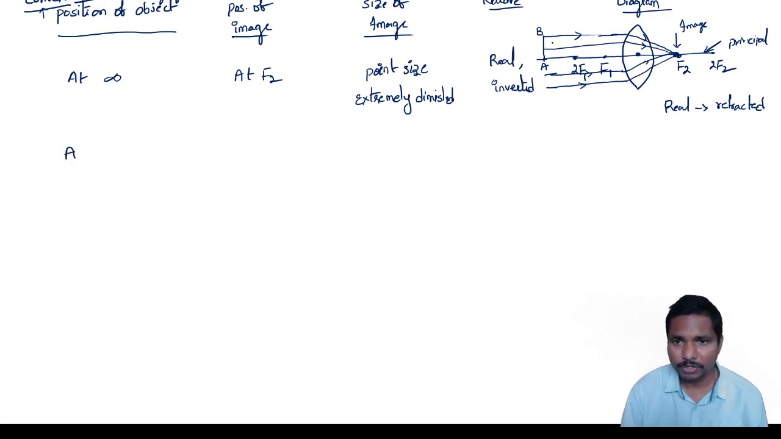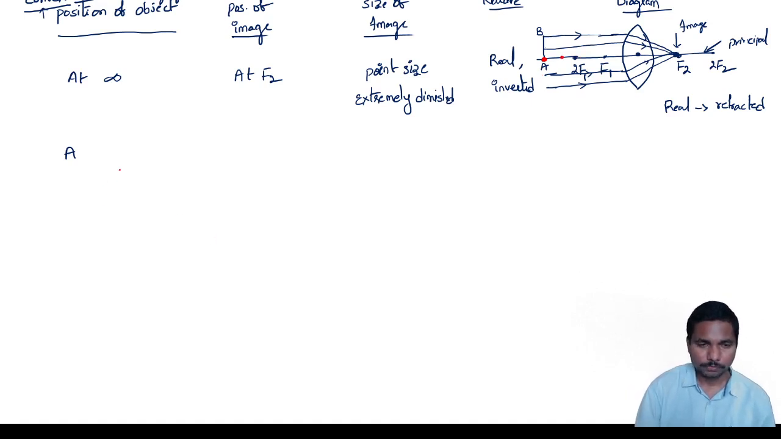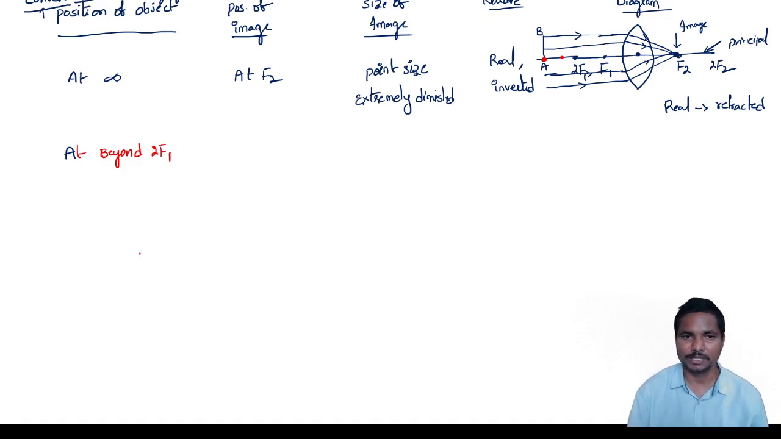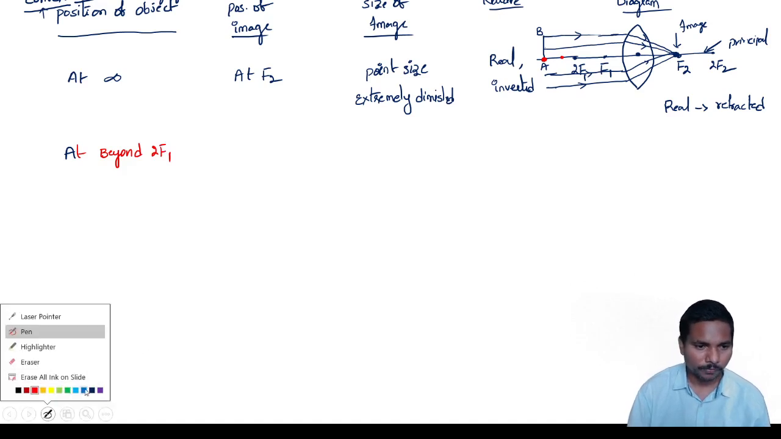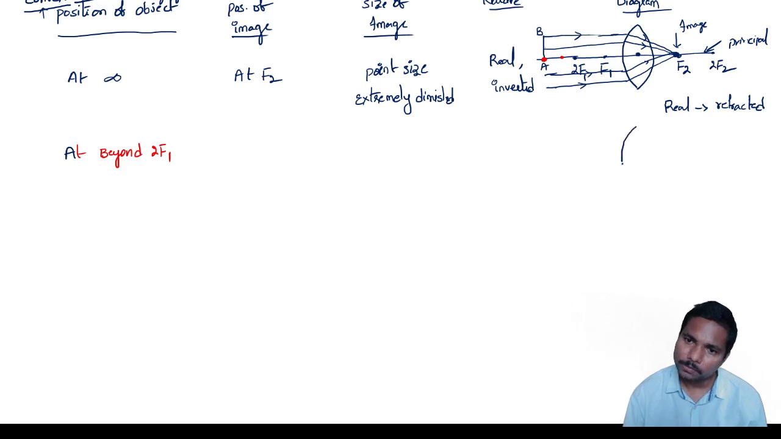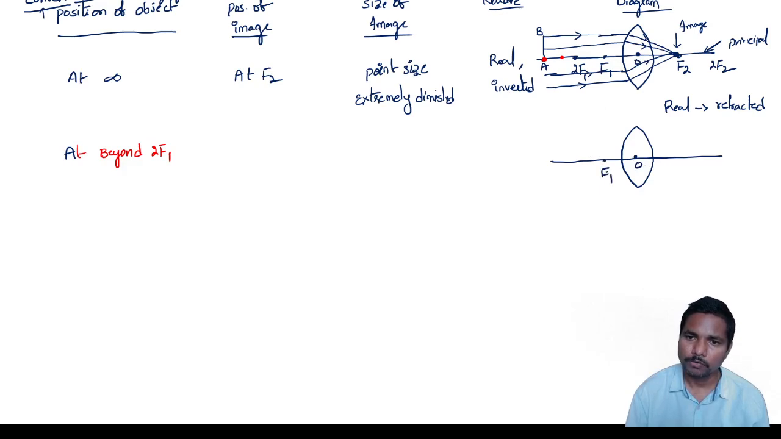Second case, we can move our object from infinity to beyond 2f1. In the mirrors we have taken beyond C, beyond the center of curvature. Here it is beyond 2f1. So I am going to draw the diagram. Optical center, principal axis. So here we have f1 to f1, here f2 to f2.